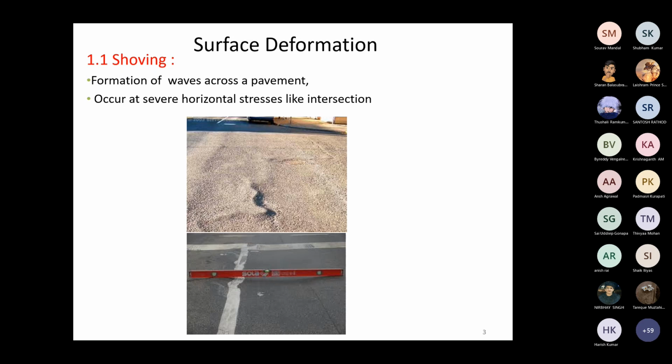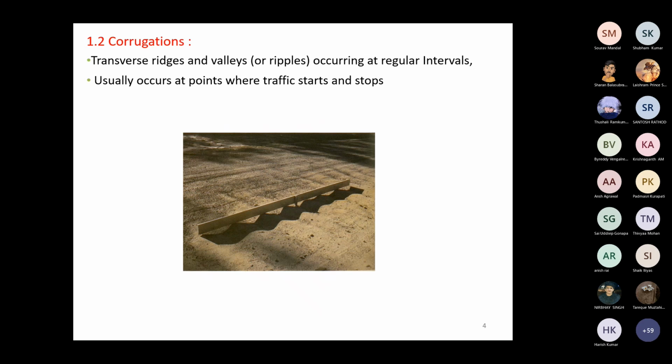As part of rectifying it, or as remedial measures, or if some repair works have to be done, you may have to mill it, then relay the entire surface where the shoving is. Most of these remedial measures are more or less the same, that's why I haven't included them. Corrugation is a formation of transverse ridges and valleys or ripples occurring at regular intervals. This occurs mostly where traffic starts and stops, like bus stops. So in these places you can see corrugations.